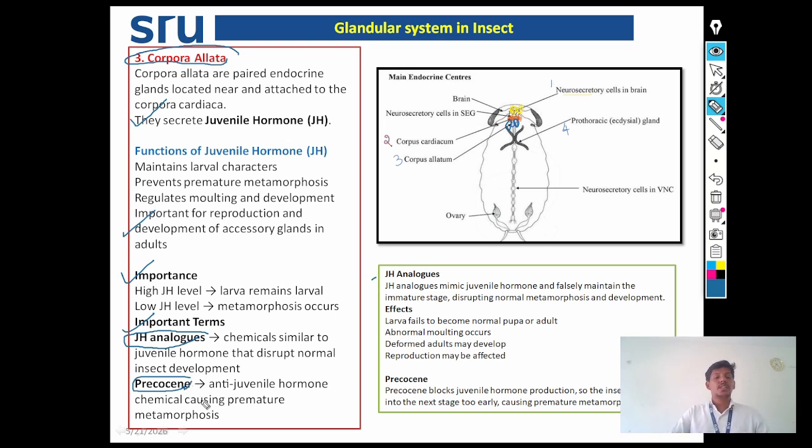Next, precocene. It is an anti-juvenile hormone chemical that causes premature metamorphosis. Juvenile hormone analogs do not allow metamorphosis, keeping the larvae in larval stage, but precocenes promote premature metamorphosis. See here, precocenes block juvenile hormone production so that insects change into the next stage too early, causing premature metamorphosis.